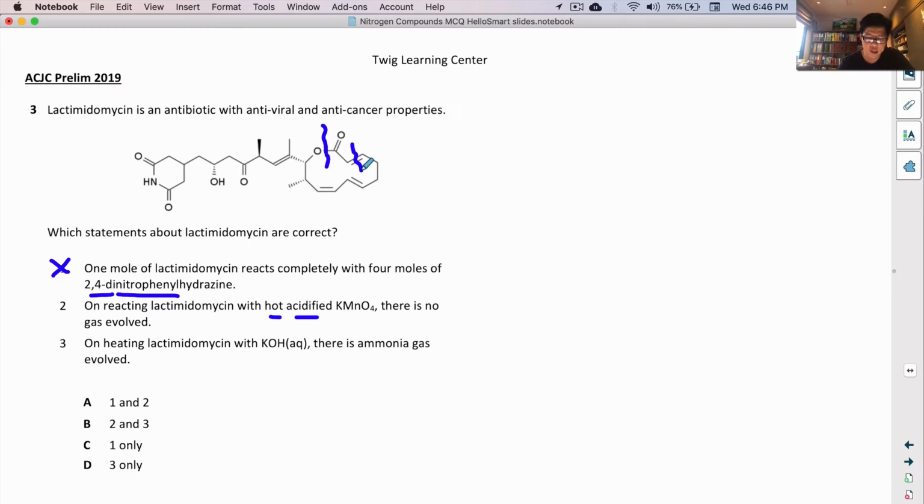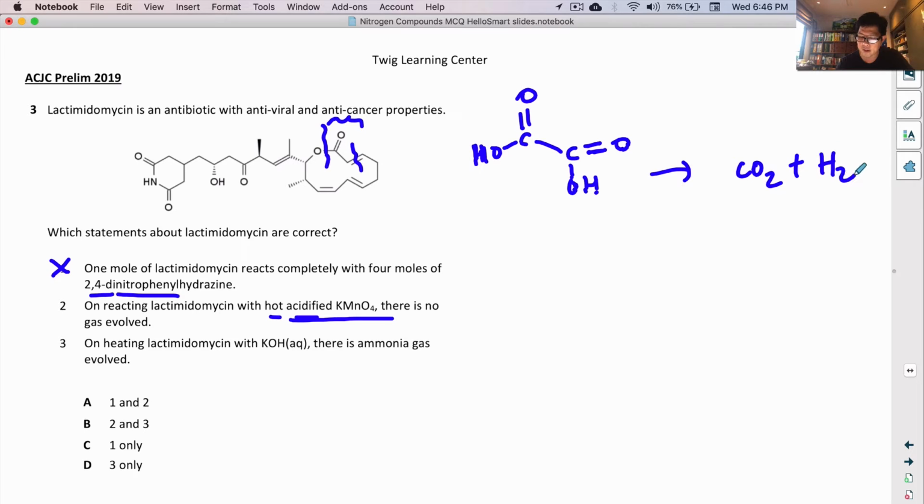I'm going to just draw this part here. It's going to be OH, C double bond O. When this gets oxidized, it also becomes COOH. If you think about it, this is ethanedioic acid. In the presence of KMnO4, it will be further oxidized to carbon dioxide and water. So this is the gas that is being formed. So this statement is out, which leaves us with no choice but to say 3 is the only answer. So it must be D.